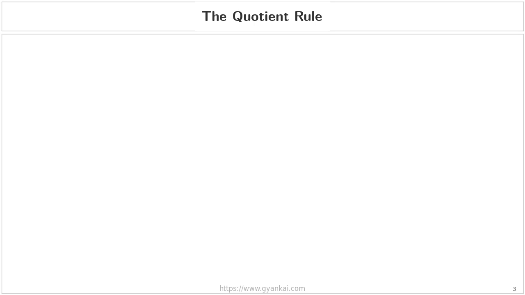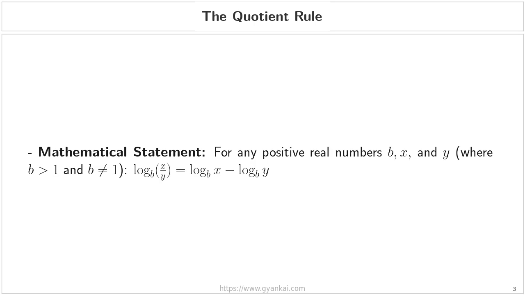Now that we have covered the product rule, let us move on to the next fundamental property, the quotient rule. Looking at the mathematical statement on the slide, for any positive real numbers b, x, and y, where the base b is greater than 0 and not equal to 1, the logarithm base b of x divided by y is equal to the logarithm base b of x minus the logarithm base b of y.